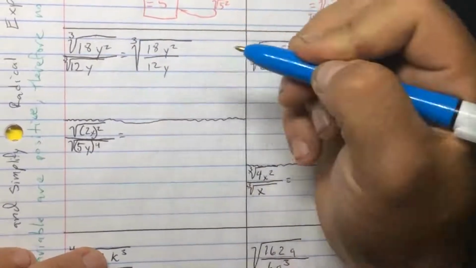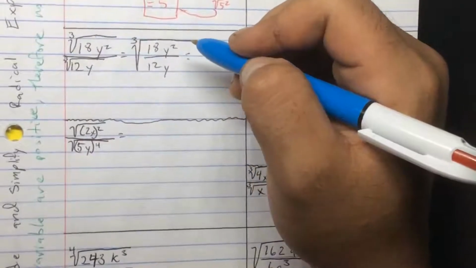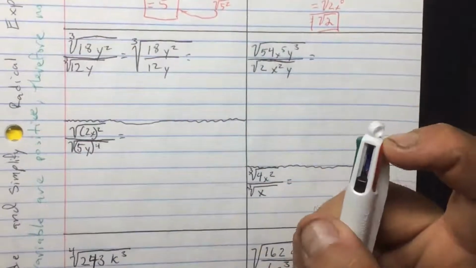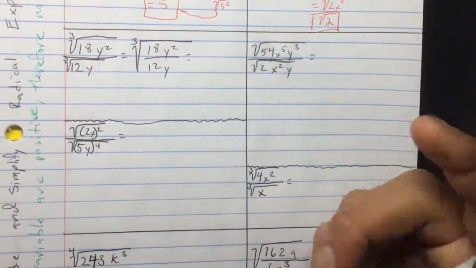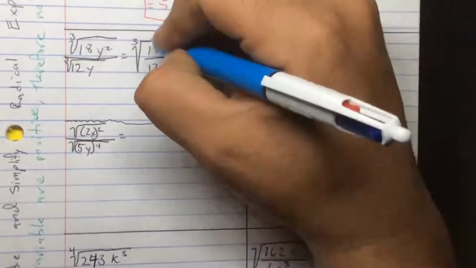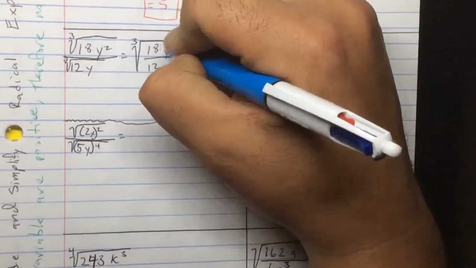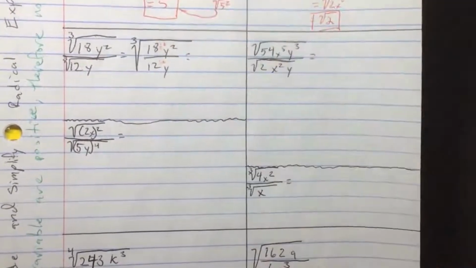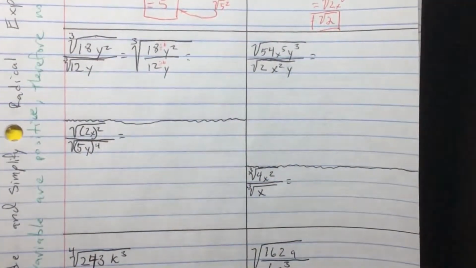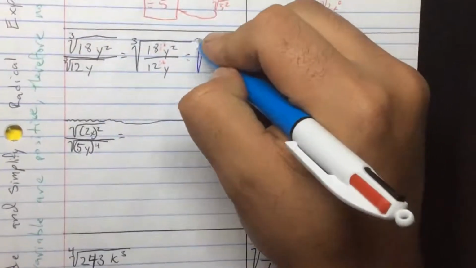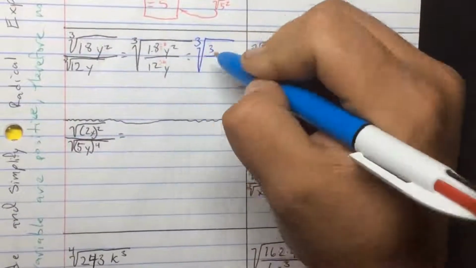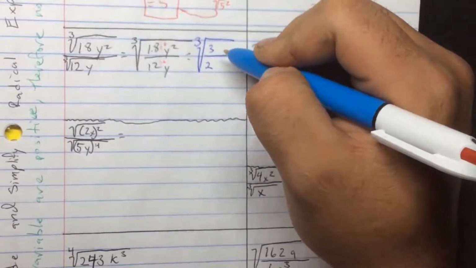Now we know that 18 doesn't divide neatly into 12, but we can reduce this by dividing the top by, not 8, sorry, divide by 6 and divide the bottom by 6 as well. Doing that, we can reduce this, making it the cube root of 18 divided by 6 would give us 3, and 12 divided by 6 would give us 2. And this is still going to be a y squared and a y.